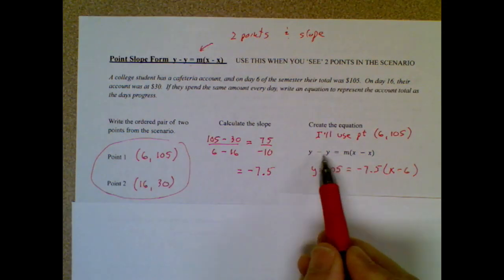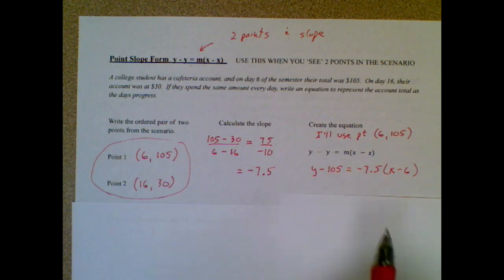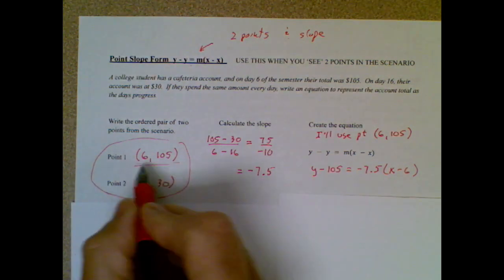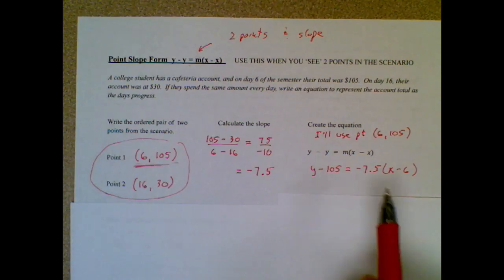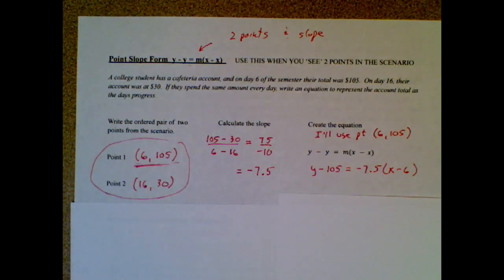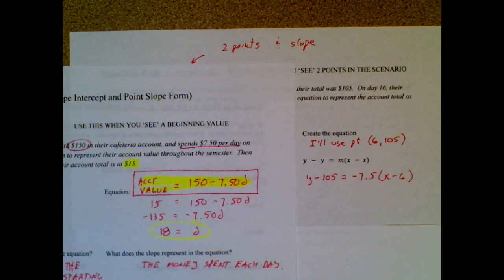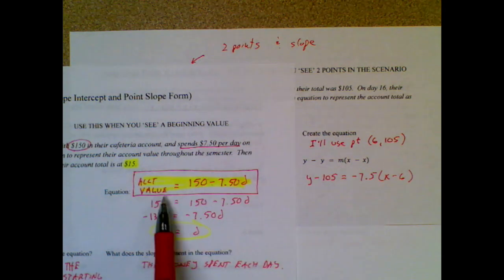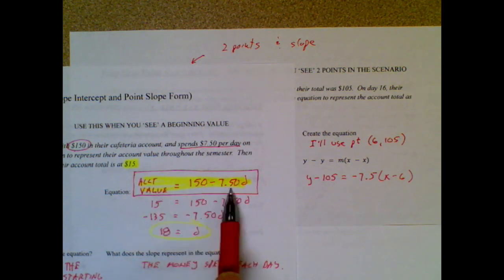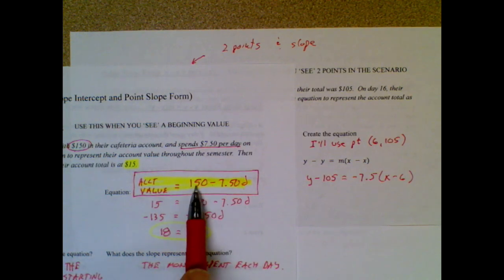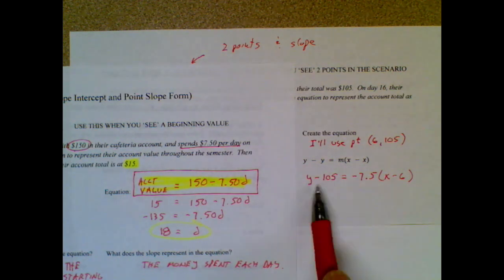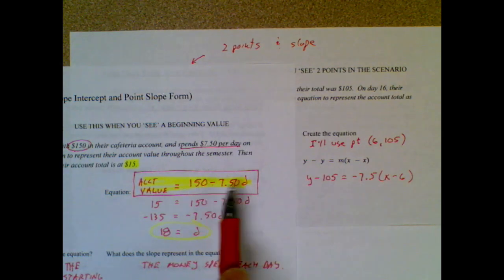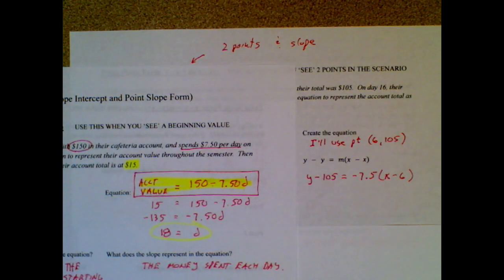There's my point slope form, and here I am using, in this case, I decided to use this point, but you could have used the other point, and now I have my equation of the line. If I turn back for a moment to the other side, this was the equation of the line that I got from the scenario where they gave me information about a starting value. This is the equation that I got when I didn't have a starting value information. Even though they look different, they're still representing the same scenario.